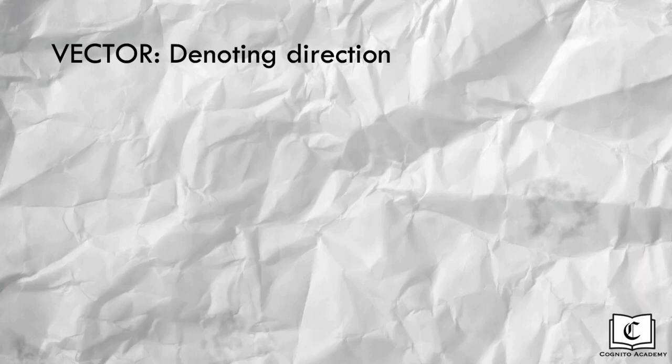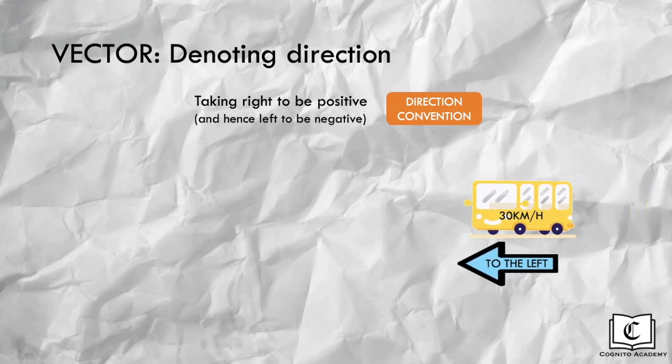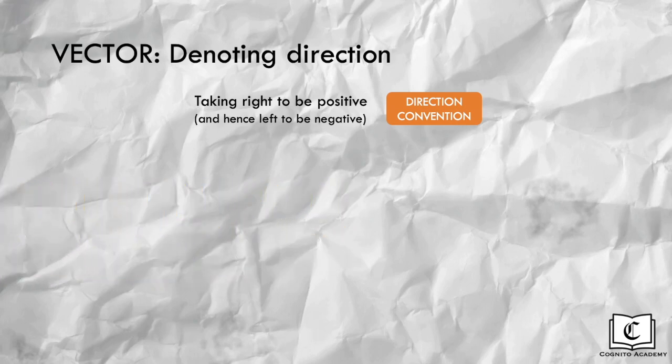Next, since vectors come with a direction, there must be a way to label and describe the direction, which introduces us to the concept of direction convention, which is just a way of setting which direction is positive and which is negative, which in this case we set the right to be positive and left to be negative. In a scenario of the bus moving at 30 km per hour towards the left, since the left direction is negative, mathematically speaking, in this case, the bus is travelling at negative 30 km per hour. This will make calculations simpler, as we can see in the next example.